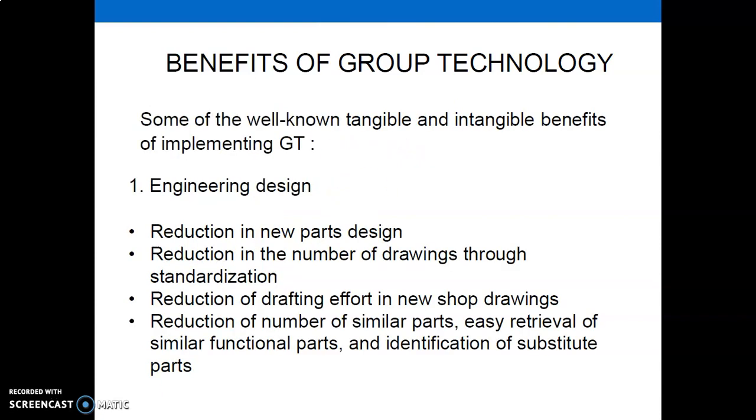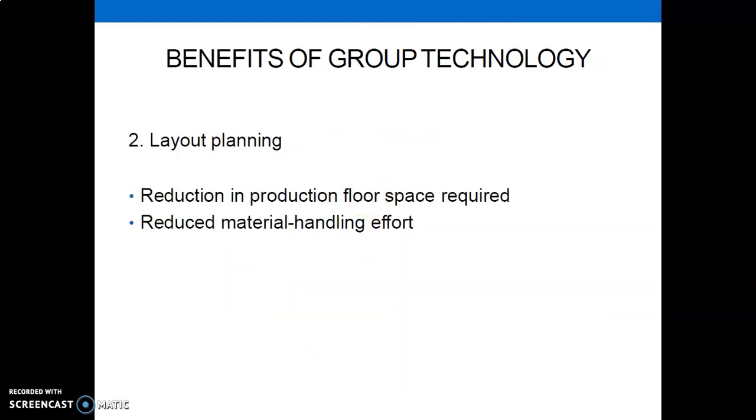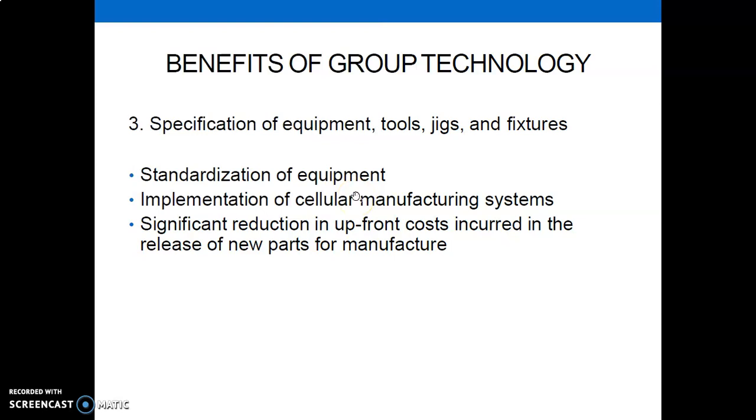Some of the well-known tangible and intangible benefits of implementing GT. Engineering design: reduction in part design, reduction in the number of drawings through standardization, reduction of drafting of new shop drawings, easy retrieval of similar function parts, and identification of substitute parts. Second is the layout plan: reduction in the production floor space required and reduced material handling effort. So you can see this has a large number of benefits.